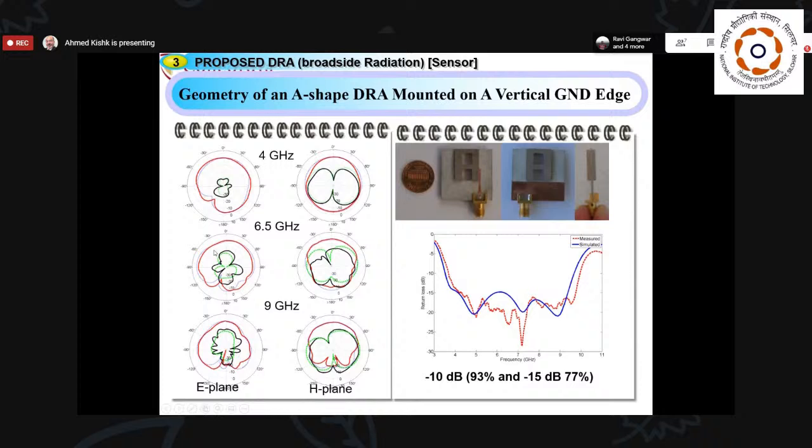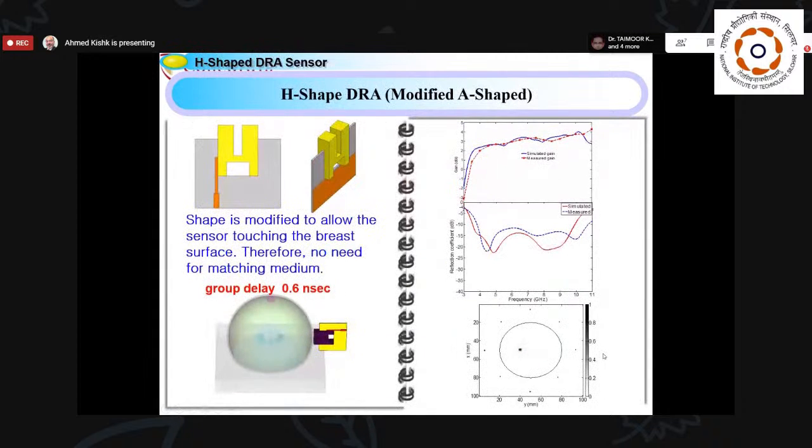And here are the radiation characteristics at different frequencies for this antenna, where we can achieve 93% bandwidth with the 10 dB level of reflection coefficient, or 77% for a reflection coefficient of -15 dB.